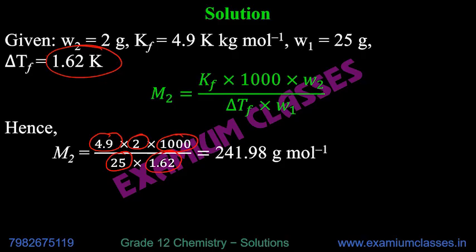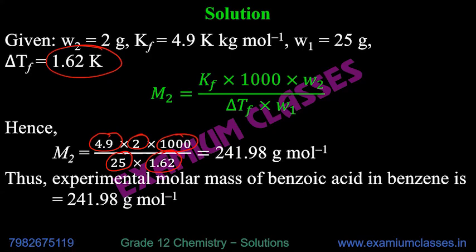Now from these we calculated M2 equals 241.98 gram per mole. Now who will tell me whether it is normal molar mass or abnormal molar mass? So this is the experimental value. Benzoic acid is this much experimental.